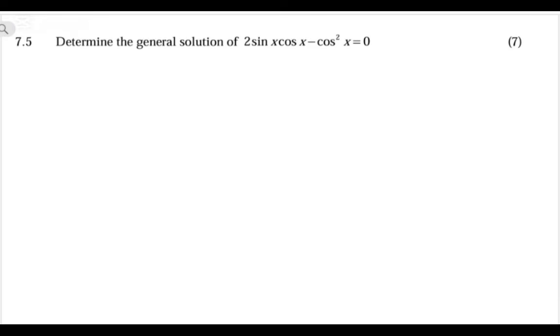So moving on to 7.5, they say determine the general solution of 2 sin x cos x minus cos squared x, which is equal to 0. And this one is worth 7 marks. That's a lot of marks, guys. So here we're given this equation, which is this one.